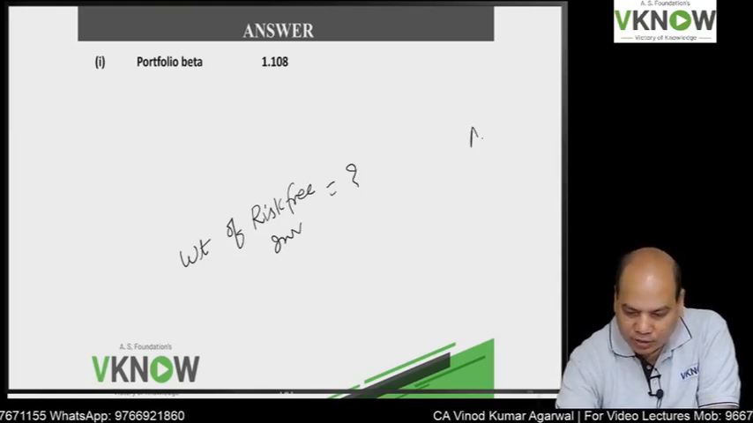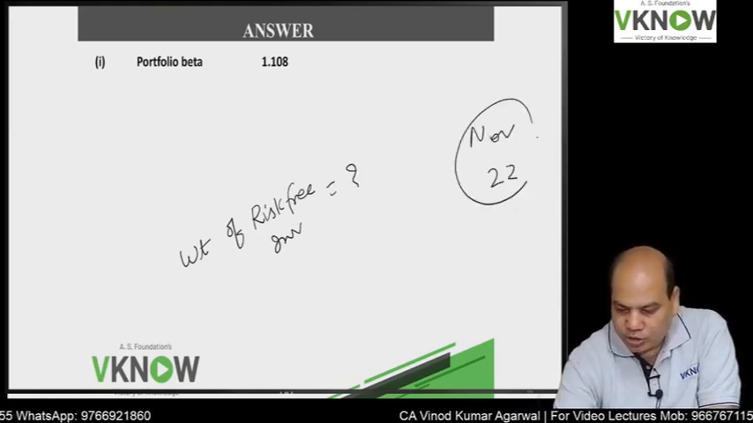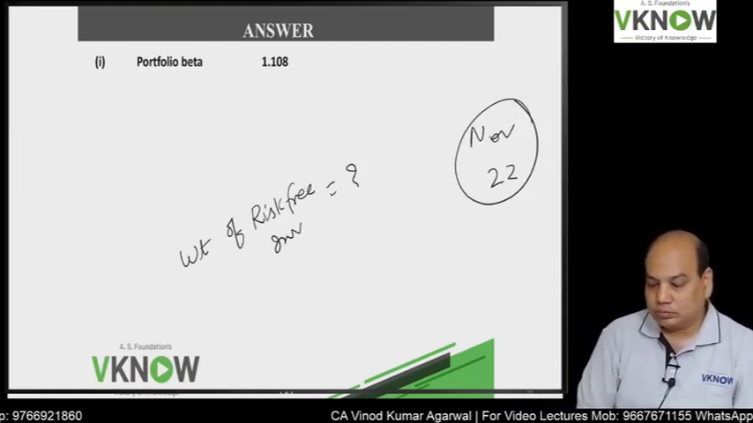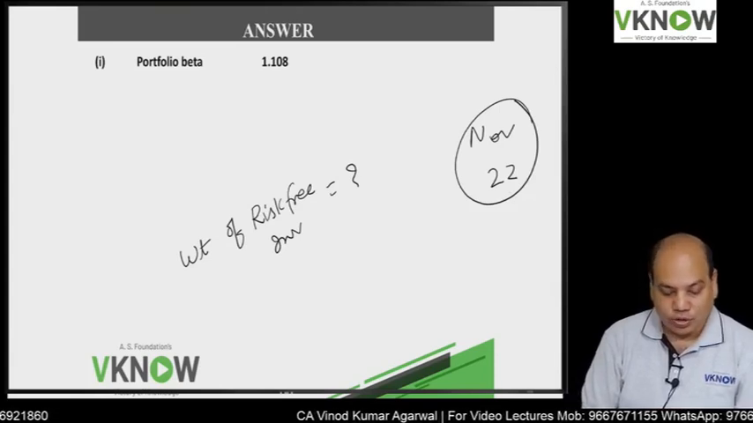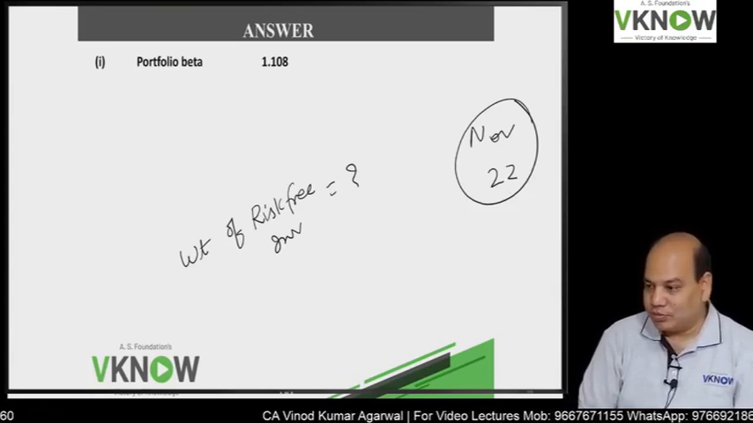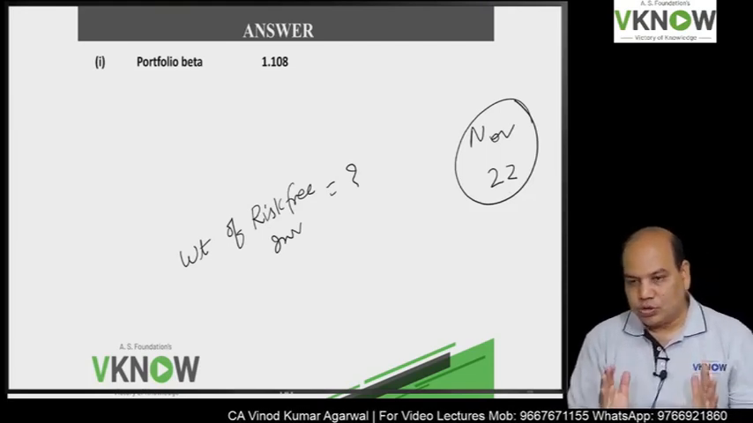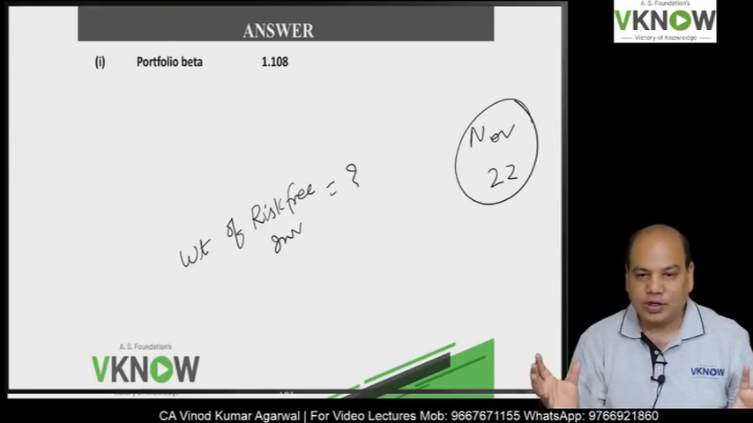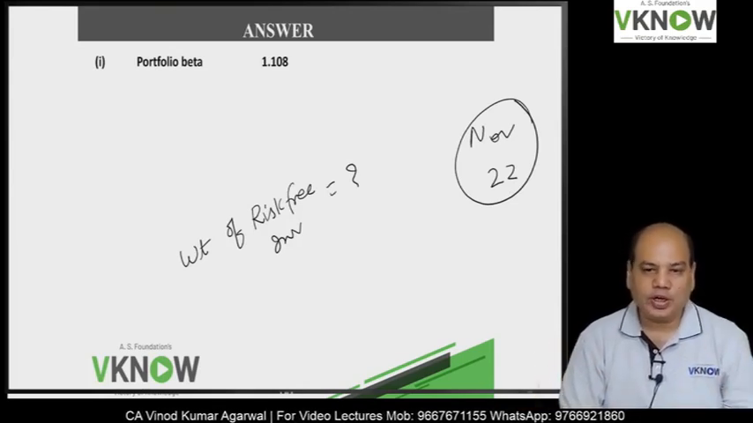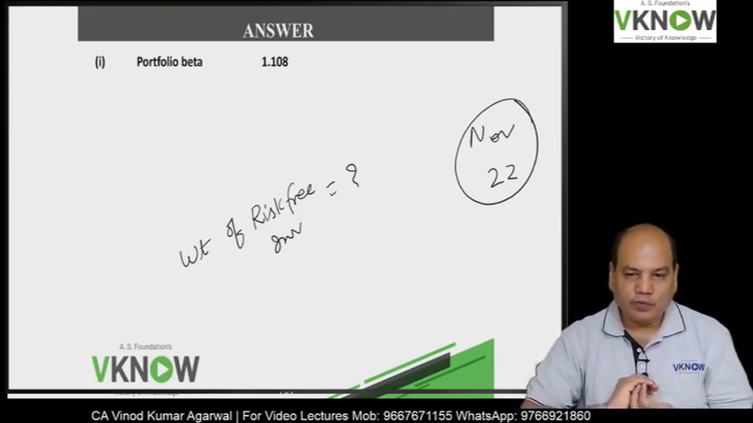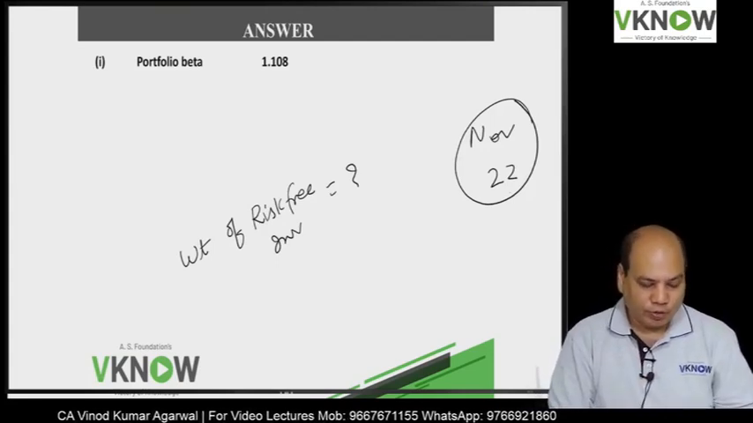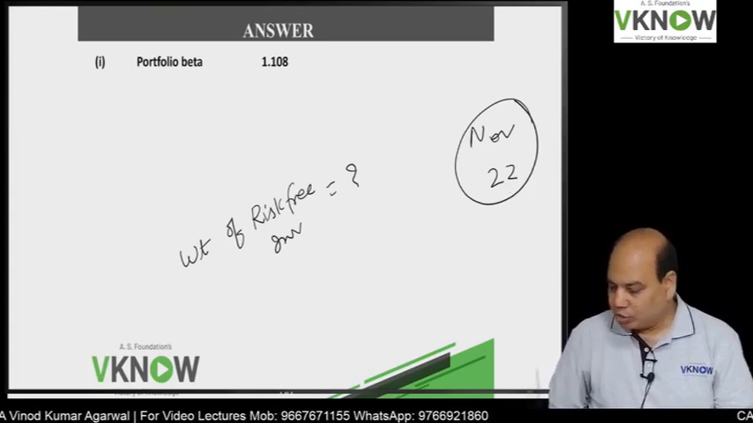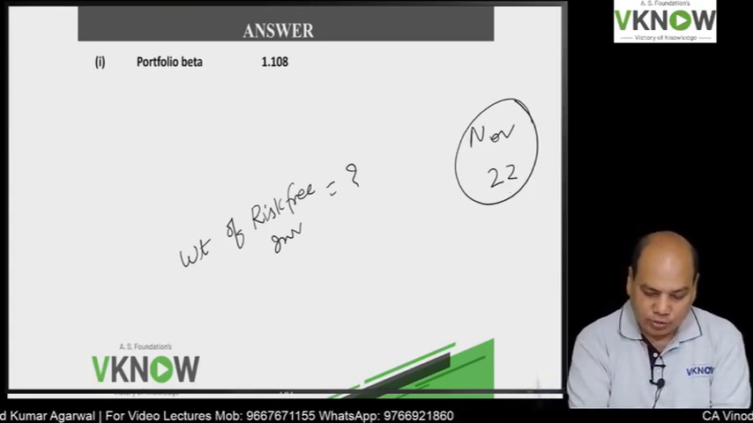A similar question was asked in the November 22 exam also. Write down, similar question in November 22 exam. So I am asking you a question to test your revision, how much you know. You have to ensure that this new portfolio, which will comprise the stock and the risk-free investment, should have a beta of 0.8. So what should be the weight of risk-free investment in that portfolio?